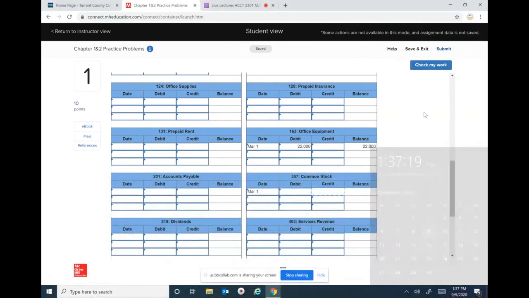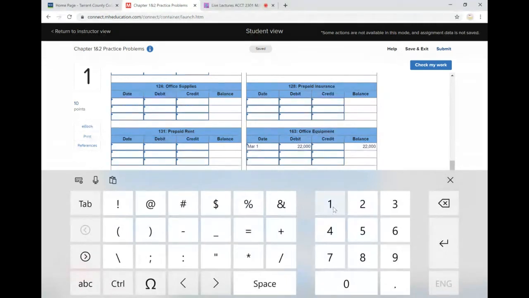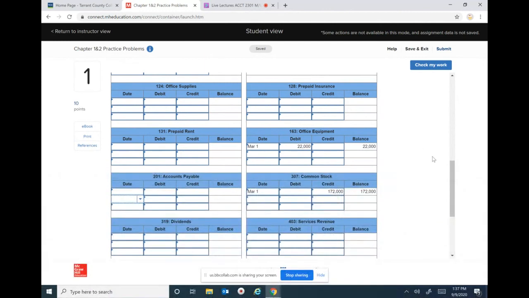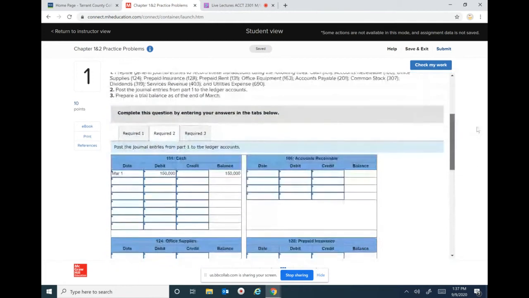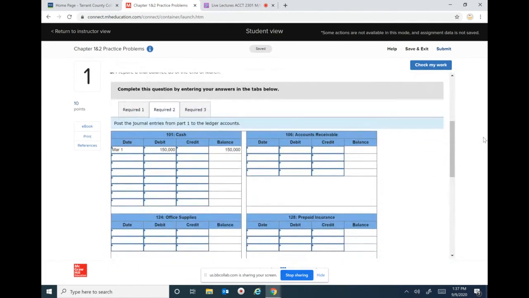All right. Did we do this correctly? Nope. It didn't take my credit. It's my credit now, 172. There you go. All right. Now, this is the transaction that I wanted to post. I have effectively finished posting.